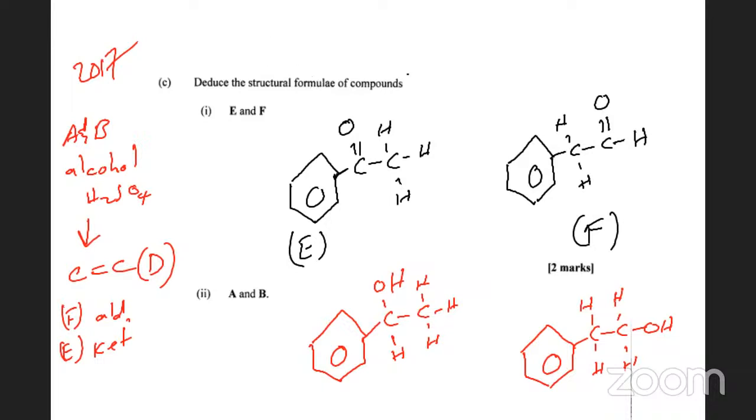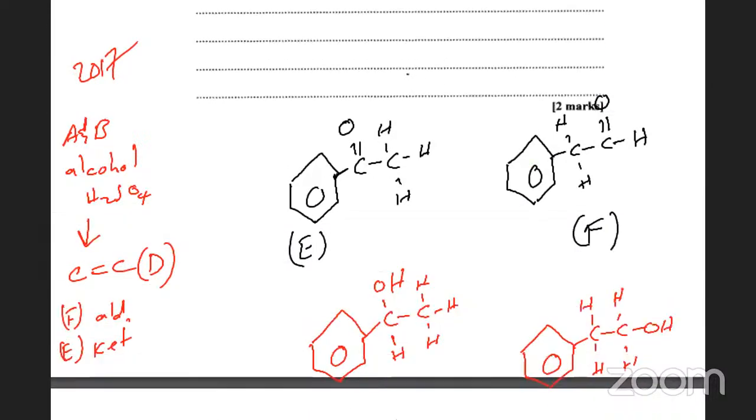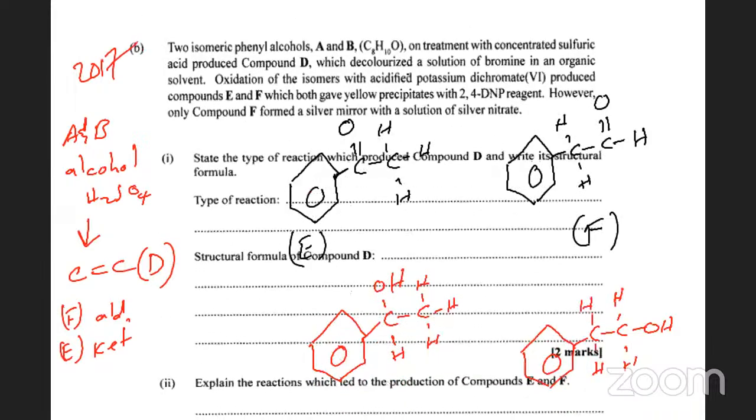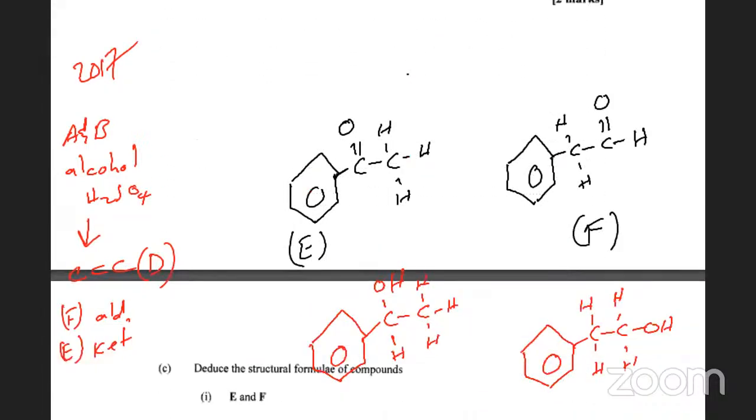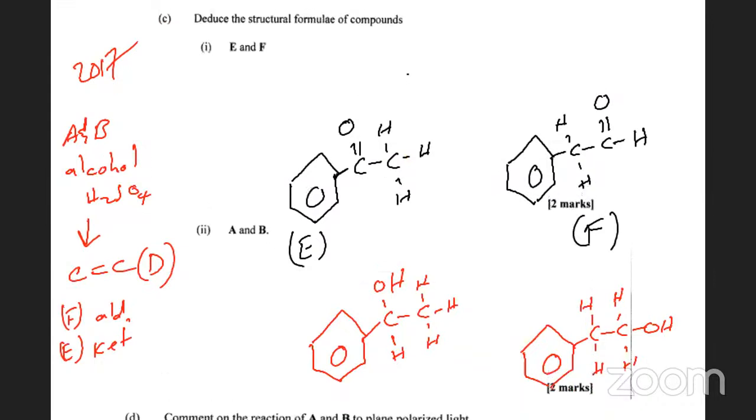I need to look at which one of them gave an E and which one gave an F in order to know which I should put as A and B. So let me just look back at the question. Oxidation of the isomers with acidified potassium dichromate produce E and F. It doesn't matter which one I put as A and B. So you just need to have one of them being A and one of them being B. We can make one A and the next one B.